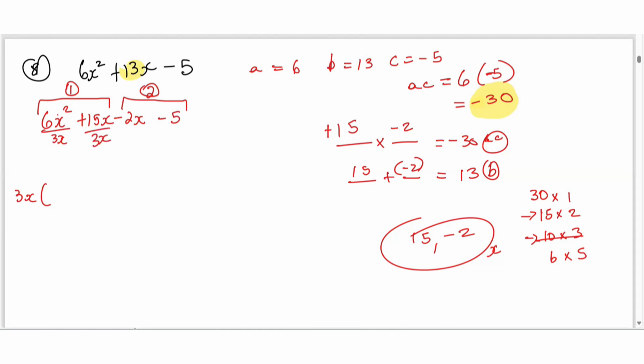When 3x is divided into 6x to the second, you could see 6 is divided by 3, we get 2. When x goes into x squared, we get x. When 3x goes into 15x, we get 5. So we're left with 5 here. If you take a look at this, it's almost like this.